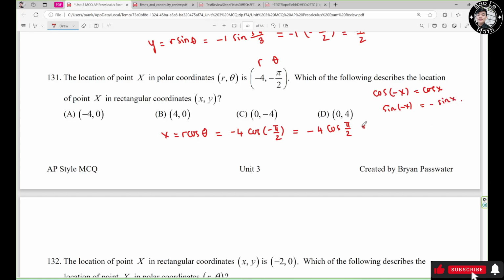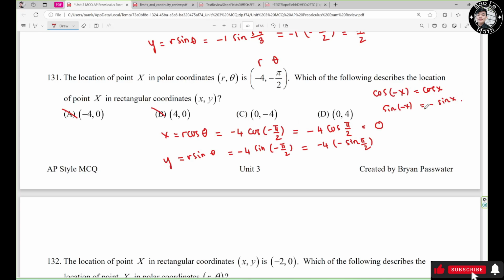Alright, so cosine of pi over 2 equals 0. So the answer equals 0. I need to eliminate A and B. Now Y equals R sine theta. So it could be negative 4 sine of negative pi over 2. So it's going to be negative 4 times negative of sine pi over 2, because the sine function is odd.